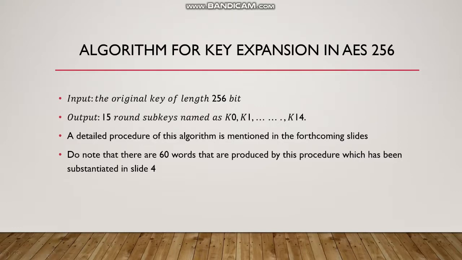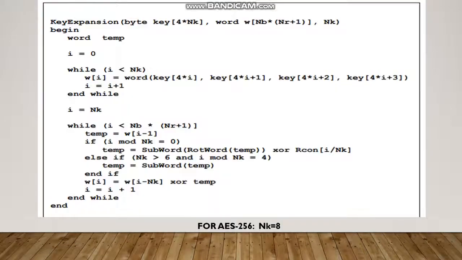Now I shall guide you through the algorithm for key expansion in AES 256. The original key is of 256 bit length, and 15 round keys, namely K0 to K14, are to be generated, and there are a total of 60 words that are produced by this procedure, which will be shown in the coming slides. This is the key expansion algorithm.